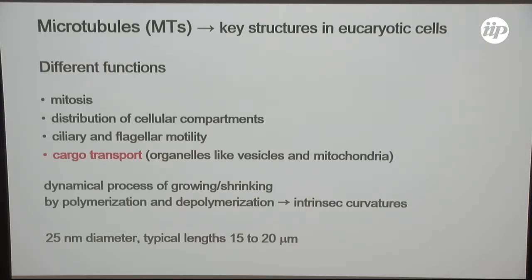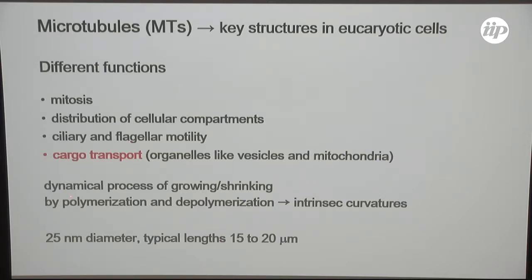They mainly have a structural function inside the cell, although they play a role in mitosis, for example, and also in the distribution of cellular compartments. They are also the main structure in cilia and flagella. So, like in the talk of Rodrigo Soto, in this bacteria, these tails are constituted mainly of these microtubules. And they are also like highways inside the cells, doing a kind of cargo transport function, done by molecular motors that I will talk about a bit later. They carry organelles like vesicles and mitochondria from the nucleus to the membrane.